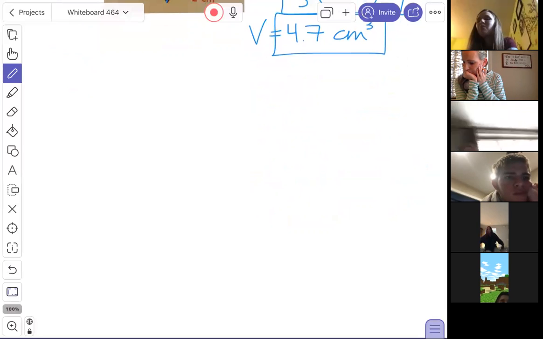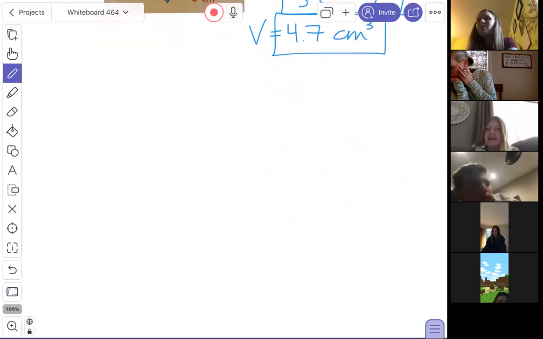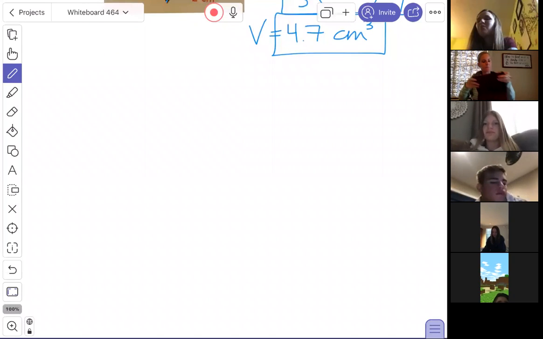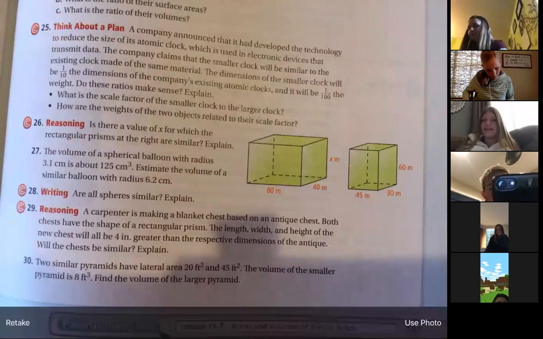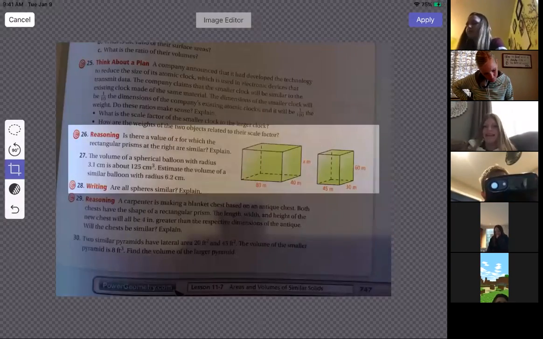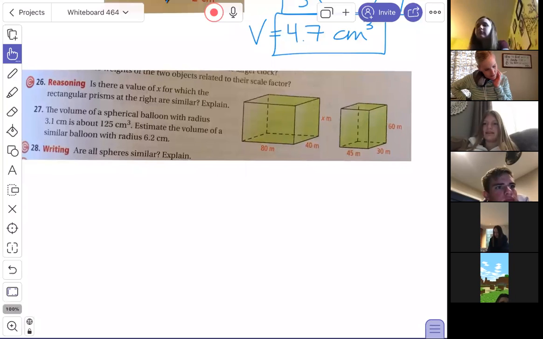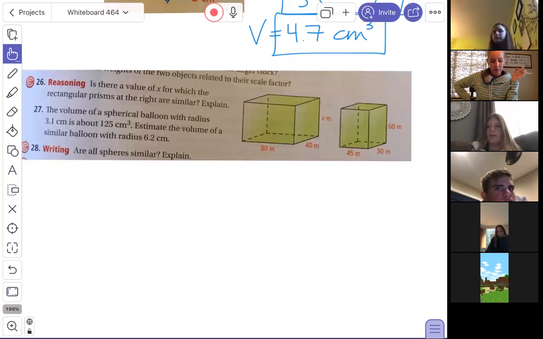Number 26. For a value. Let me take a picture. Okay, so this one says, is there a value of x for which the rectangular prisms at the right are similar? And explain.